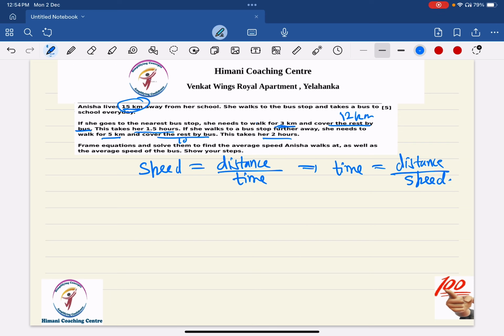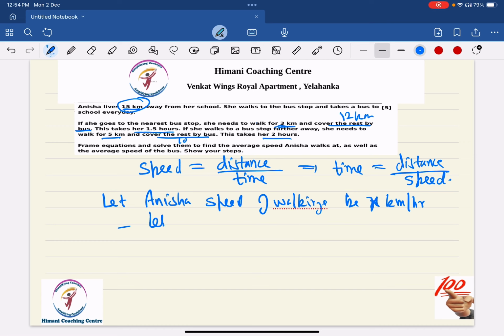Before we take it, we are supposed to find the speed at which she is walking and the speed of the bus. So we will assume, let Anisha's speed of walking be x kilometers per hour, and let the speed of the bus be y kilometers per hour. Now let us take case 1.